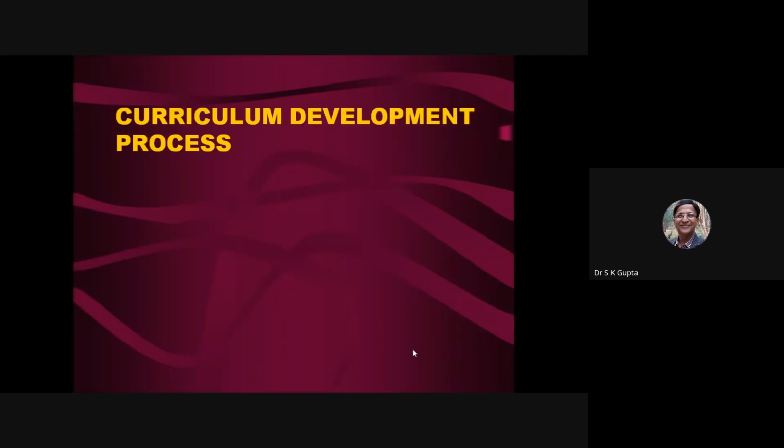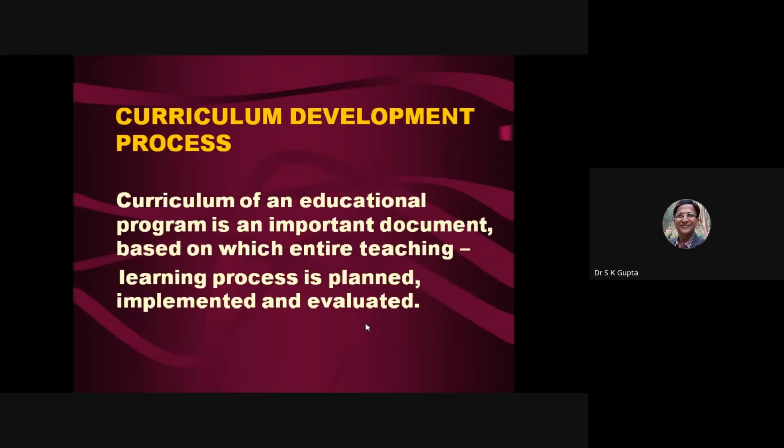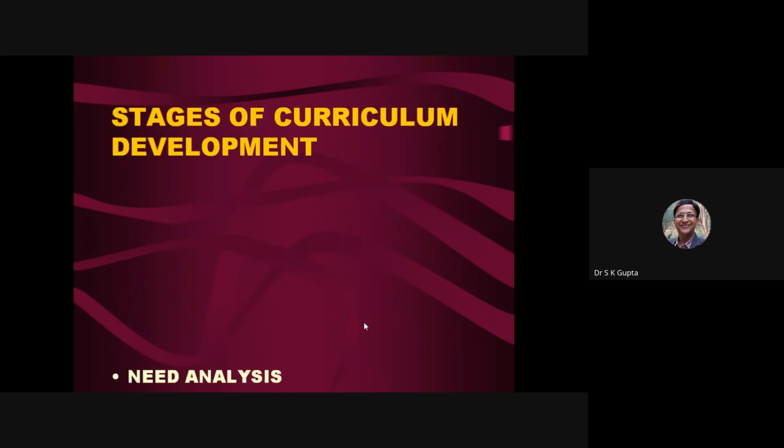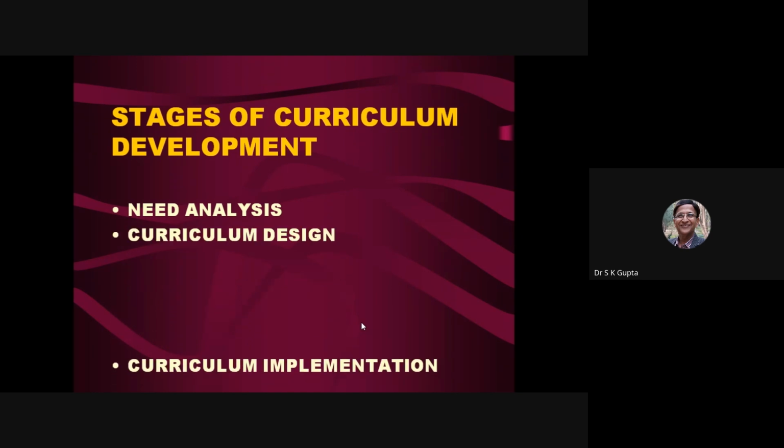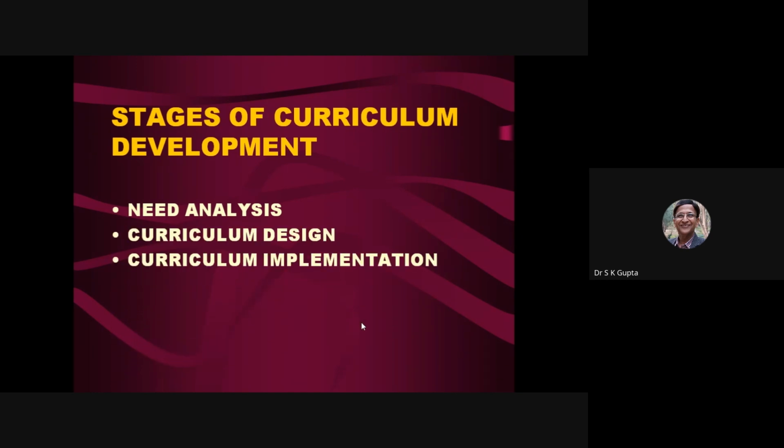When we develop any curriculum, basically there are four stages, because the curriculum of any education program is an important document based on which the entire teaching learning process is planned, implemented, and evaluated. So these are the four stages for any curriculum development. First stage is your need analysis stage. Then we have the curriculum design stage. Third is your curriculum implementation stage. And fourth is your curriculum evaluation stage.